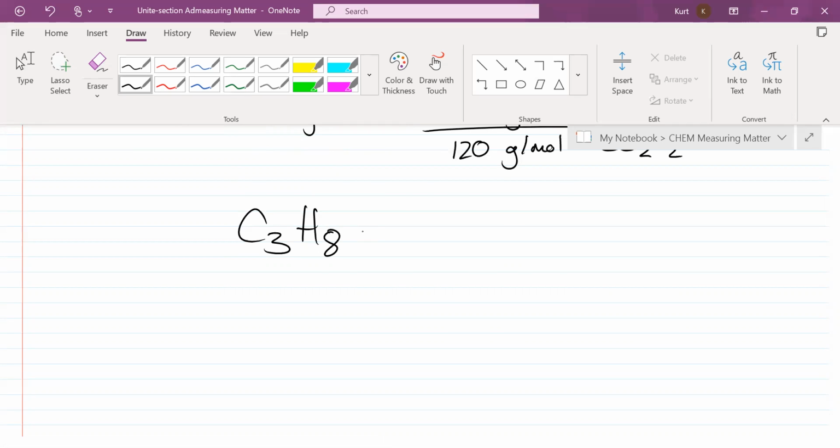I want you to find the molar mass of propane, C3H8.